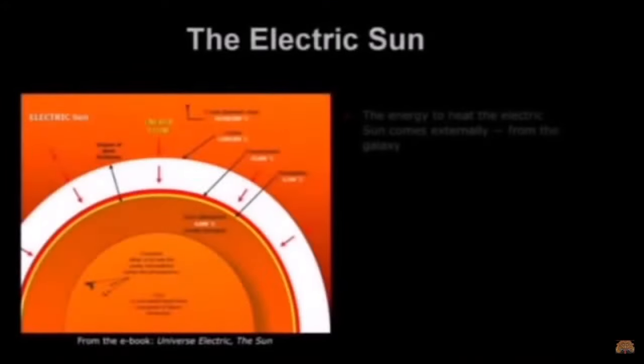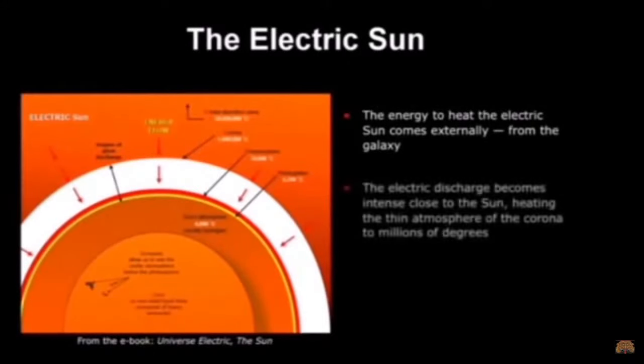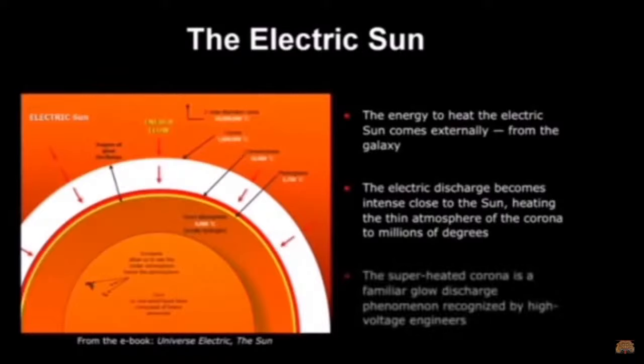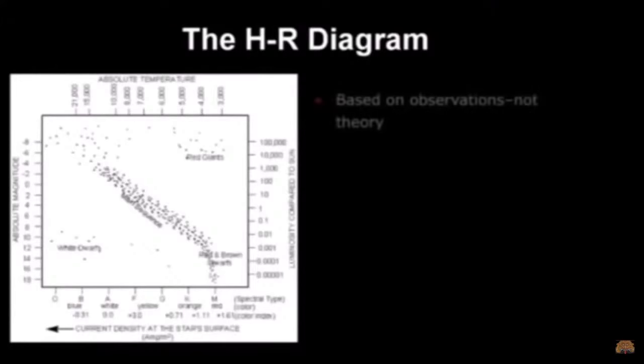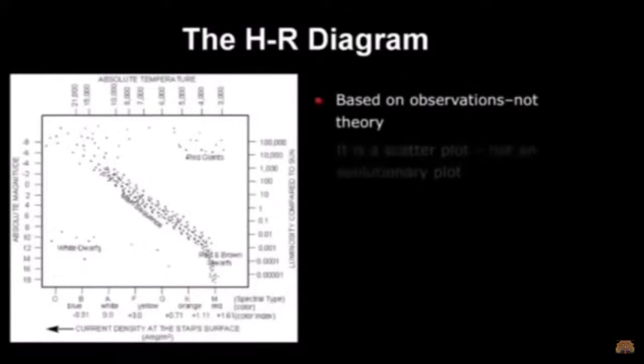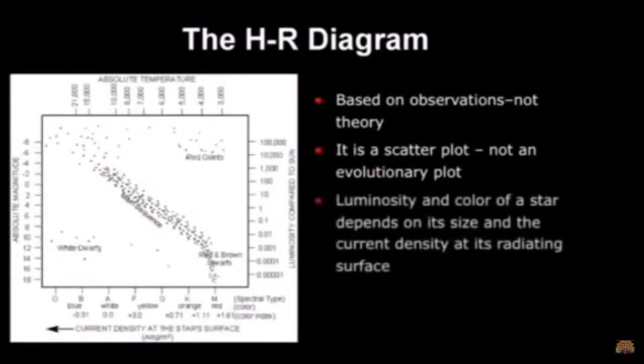So the energy to heat the electric sun comes externally from the galaxy. The electric discharge becomes intense close to the sun, heating the thin atmosphere of the corona to millions of degrees, and the superheated corona is a familiar glow discharge phenomenon recognized by high voltage engineers. Now we come to the HR diagram. It's based on observations, it's not based on theory. It's a scatter plot, not an evolutionary plot, and the luminosity and color of a star depends on its size and the current density at its radiating surface.